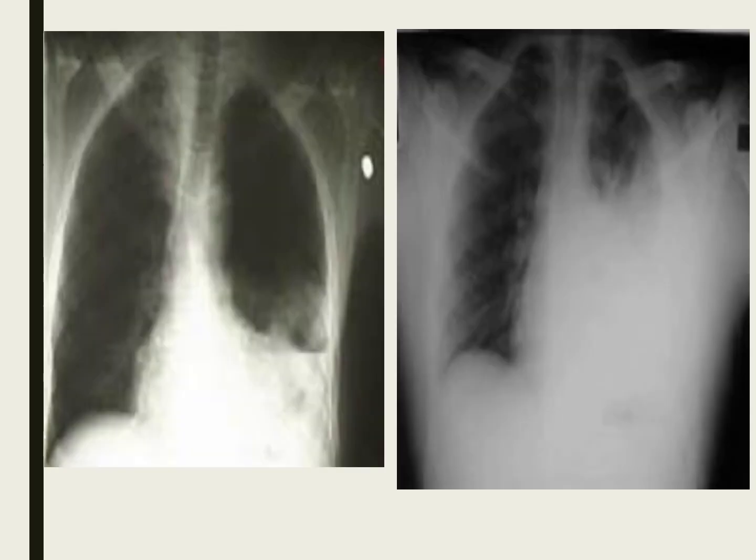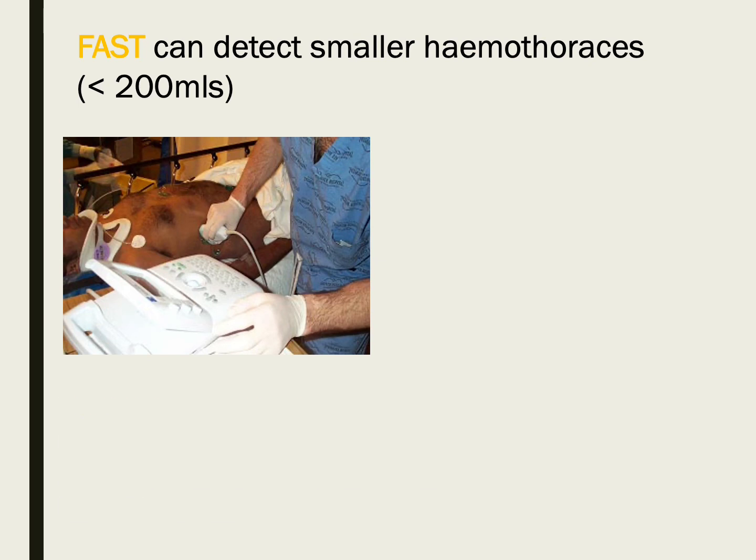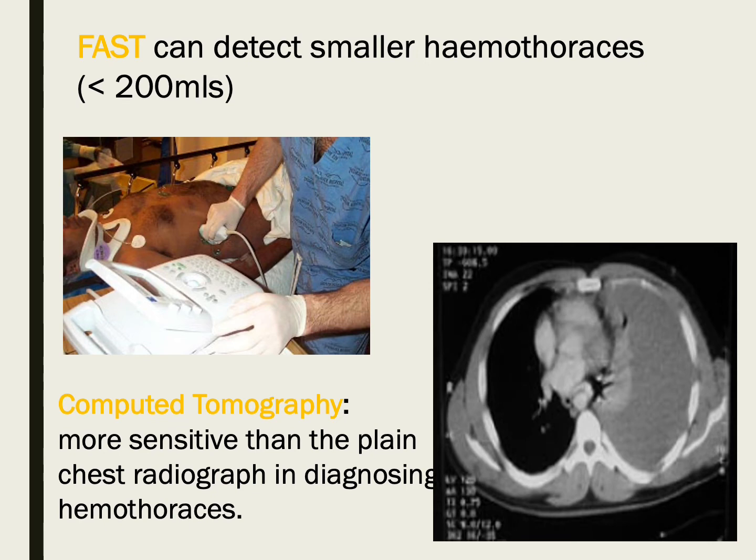to exclude other injuries. This is a chest X-ray showing a hydropneumothorax or hemothorax, and also here is a chest X-ray showing hemothorax. In the supine position, the chest X-ray will have a diffuse opacification, so it's better to do a standing chest X-ray. And as I mentioned, the FAST scan is helpful to detect smaller hemothoraces, and computed tomography is also more sensitive than plain chest radiography in diagnosing hemothorax.